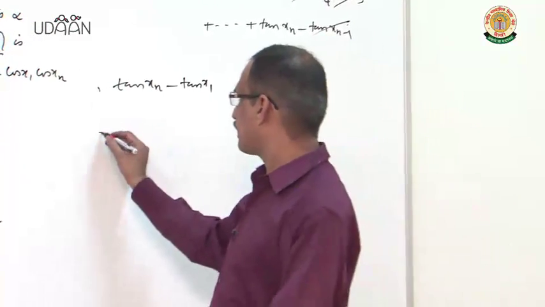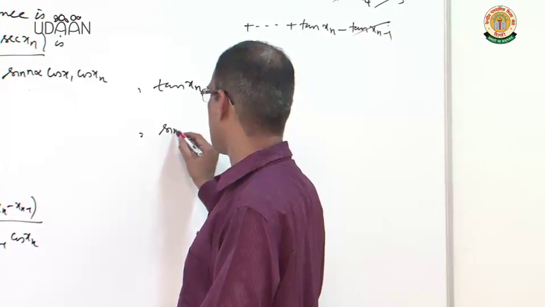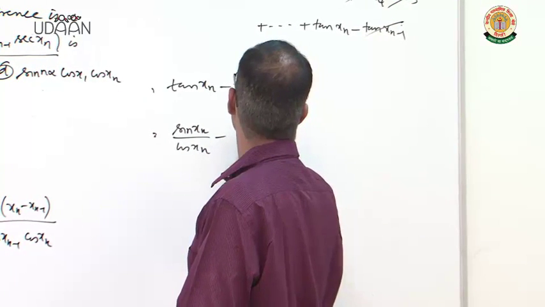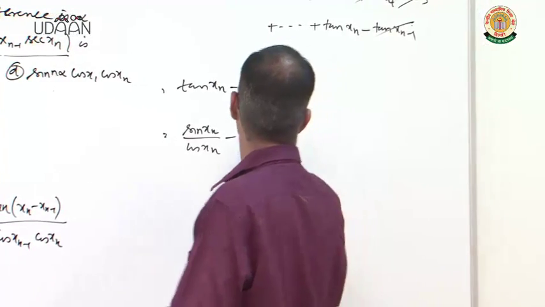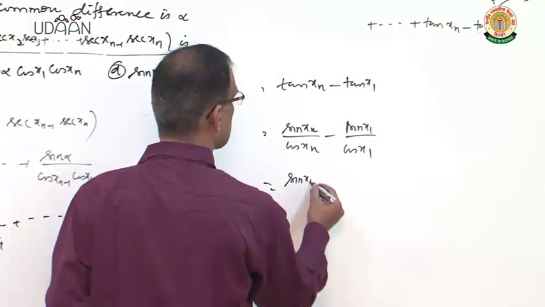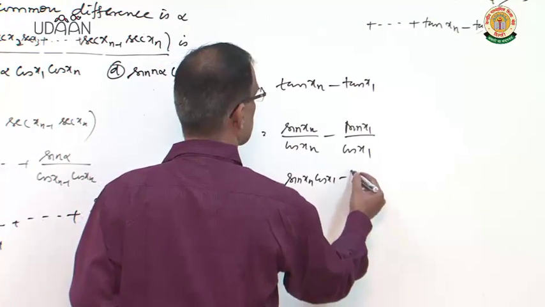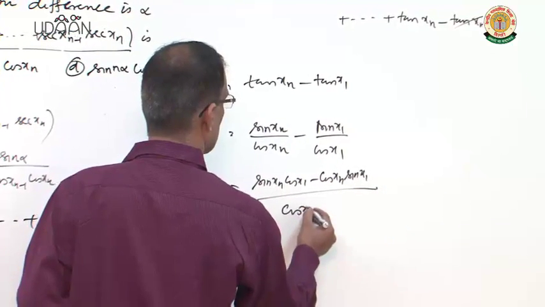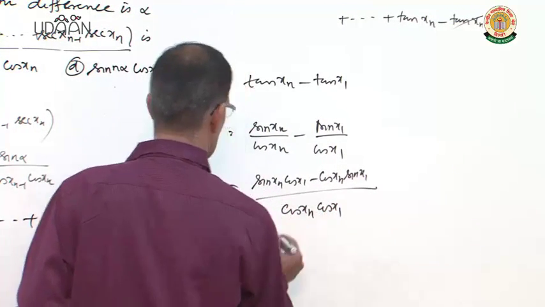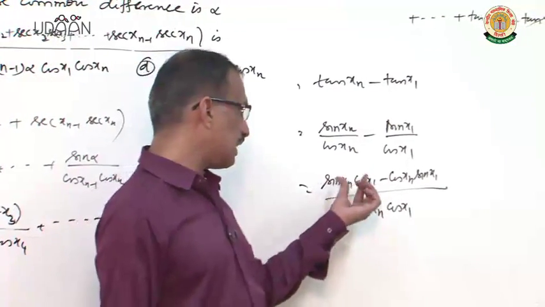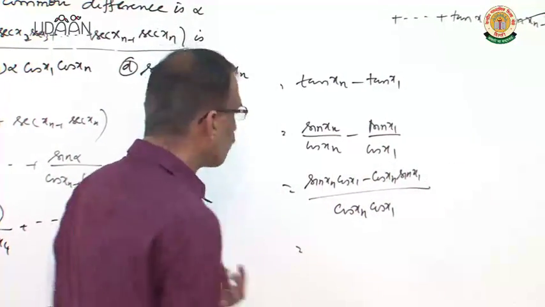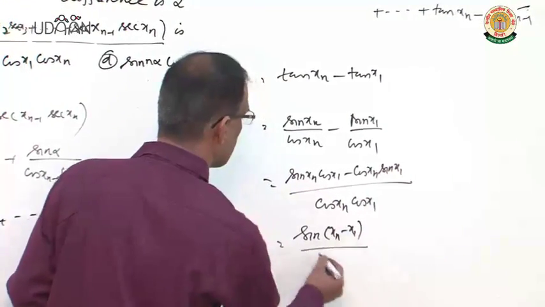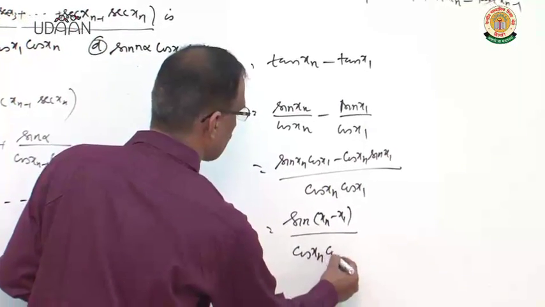So, this can be written as sin xn by cos xn minus sin x1 by cos x1, which is (sin xn cos x1 minus cos xn sin x1) upon cos xn cos x1. The numerator looks like sin A cos B minus cos A sin B. So, we can write this as sin of (A minus B) upon cos xn cos x1.